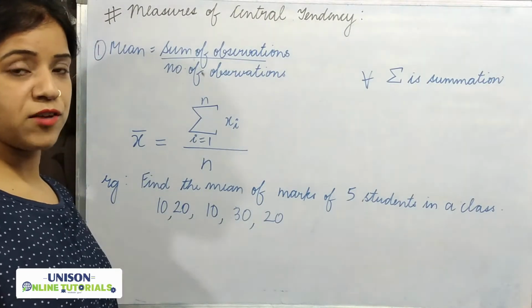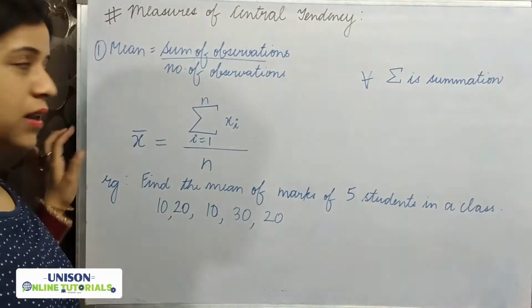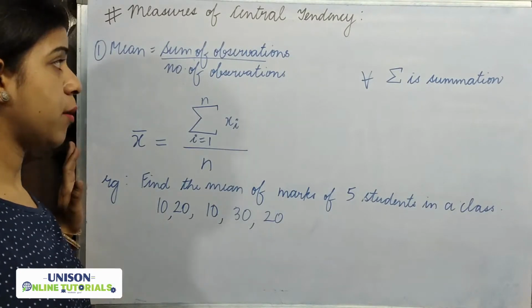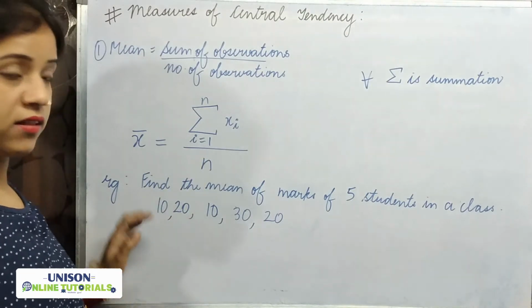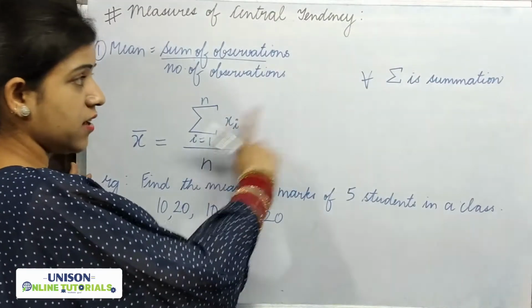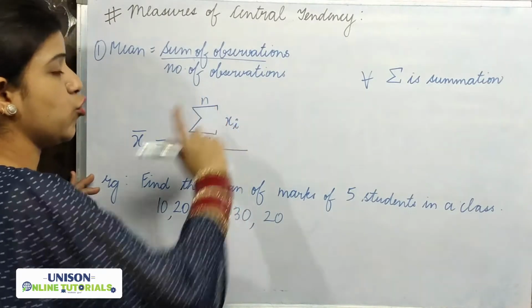Now we will discuss measures of central tendency. First measure is mean. You all know mean is sum of observations divided by number of observations, or we can represent mean like this. The sign is summation. So summation of i equals 1 to n.